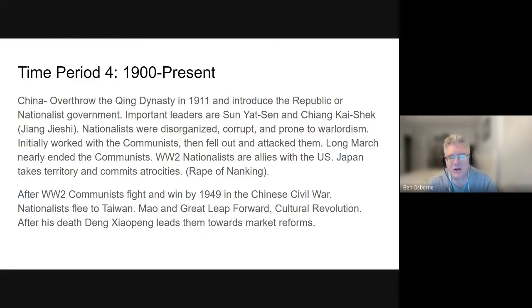Now, it never technically ends. They don't declare it done. But this occurs in the late 60s, early 70s. And by the end of that time period, he will die in 1977. His wife and a couple others, called the Gang of Four, will decide that they want to continue the Cultural Revolution, but everybody else is like, nah, let's not do that. So Deng Xiaoping will take over, and that will lead them towards some market-based reforms.